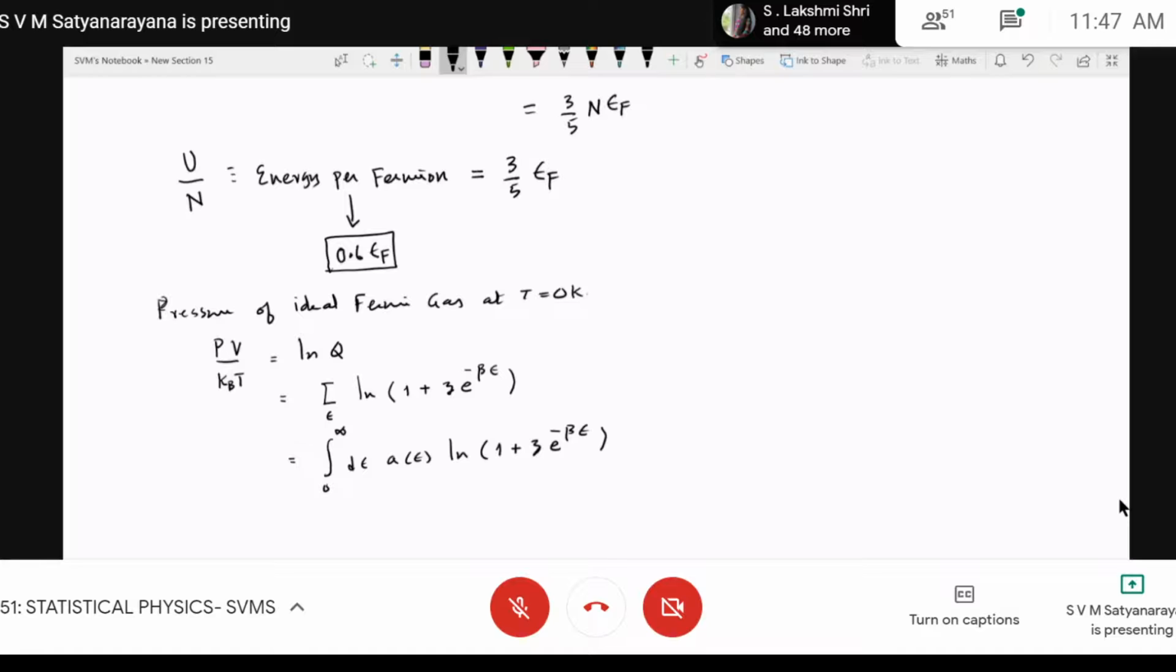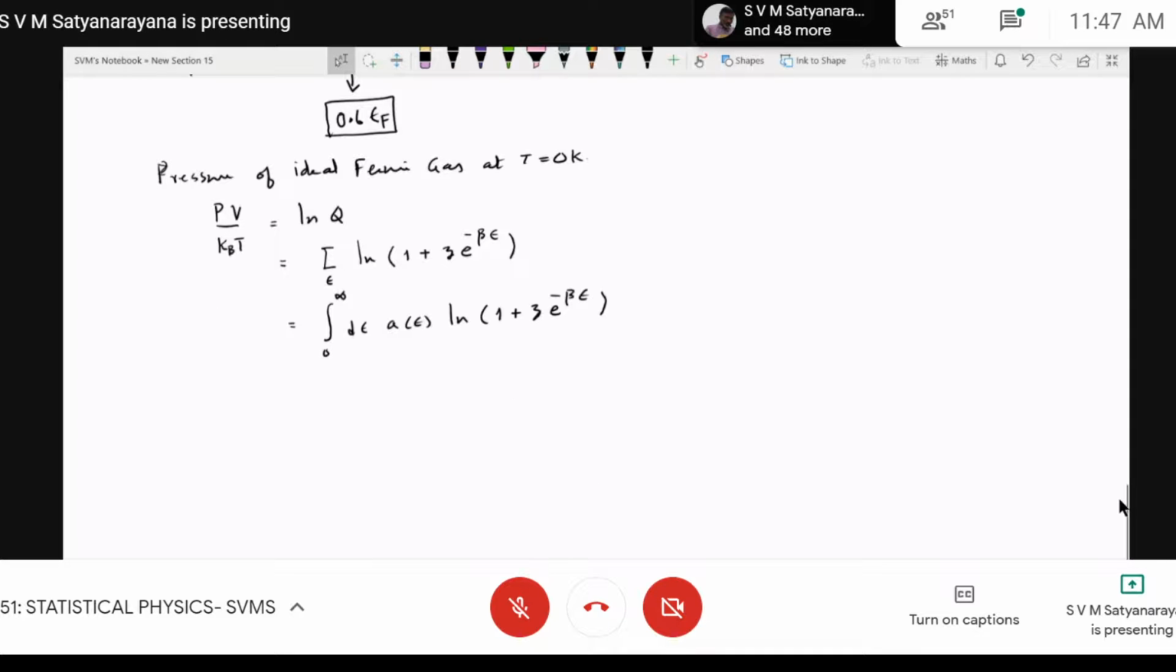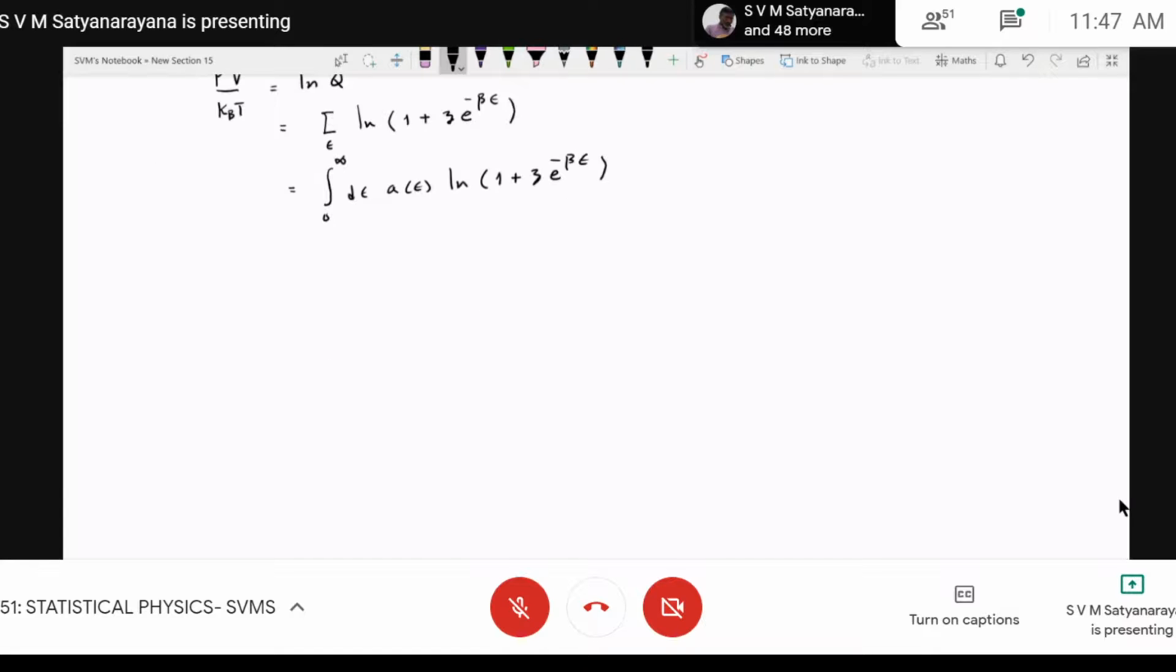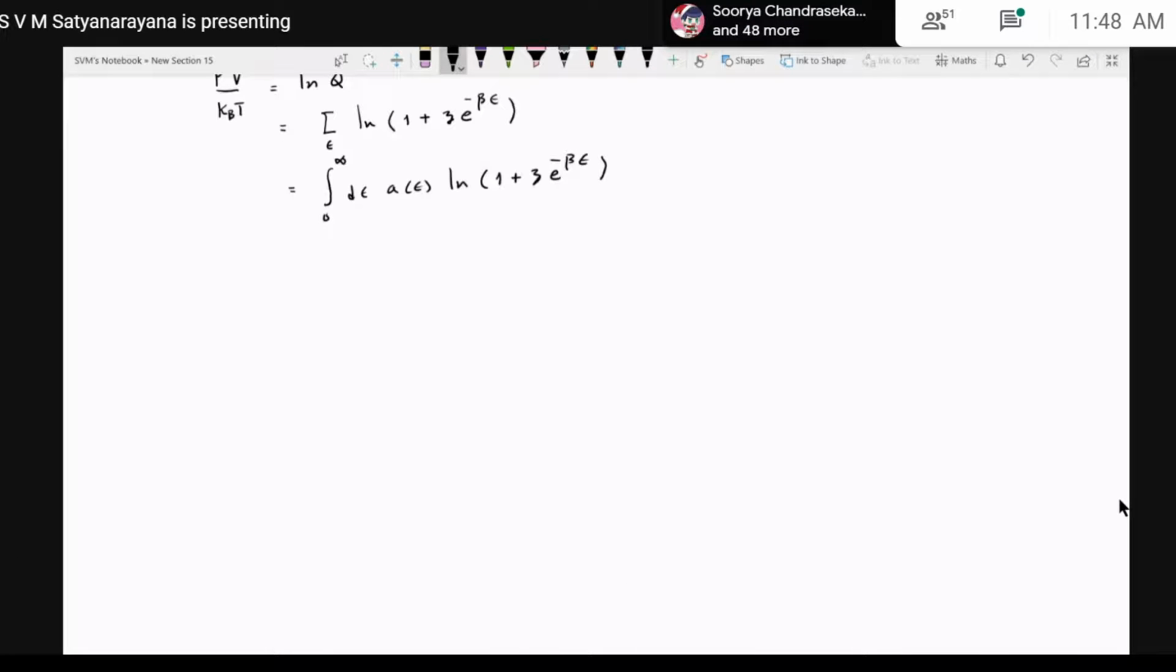Okay, so let's try to do this. I don't want to do this integration up to epsilon F because I know this probability is 1 below epsilon F and 0 after that, but we have to get this expression, something like that probability expression. So for that, what I will do is I will try to do an integration by parts.